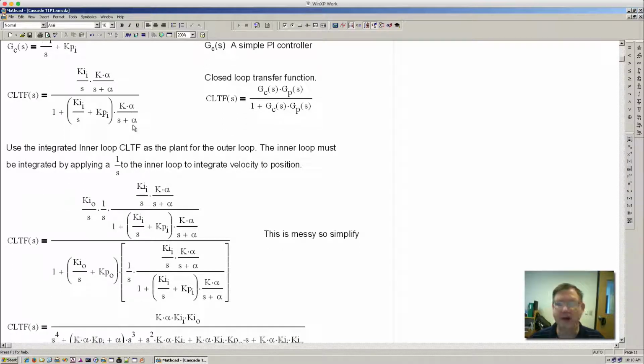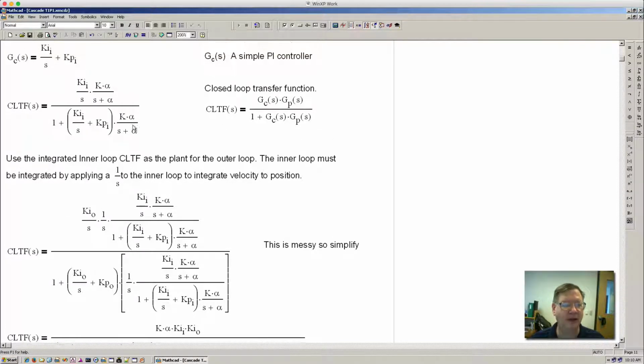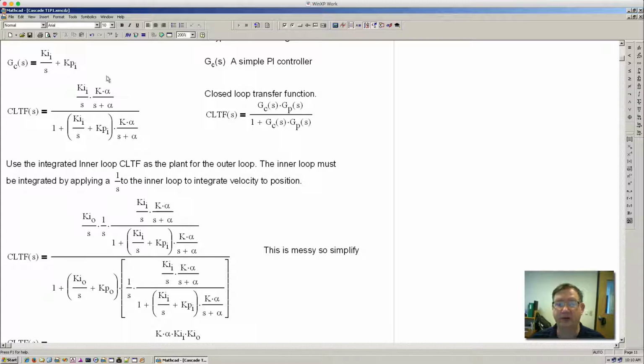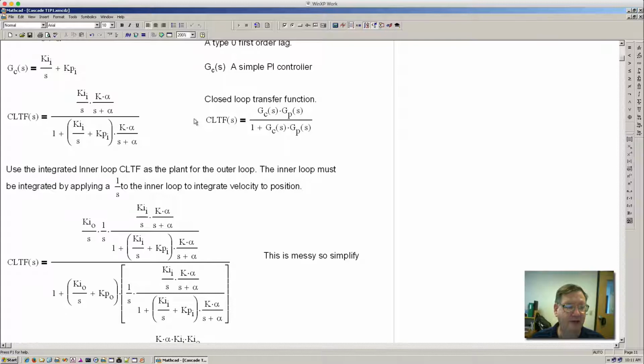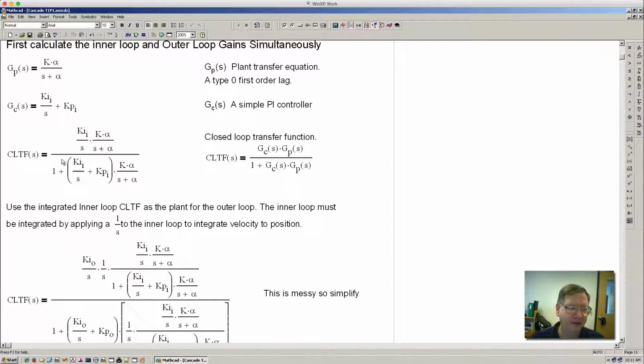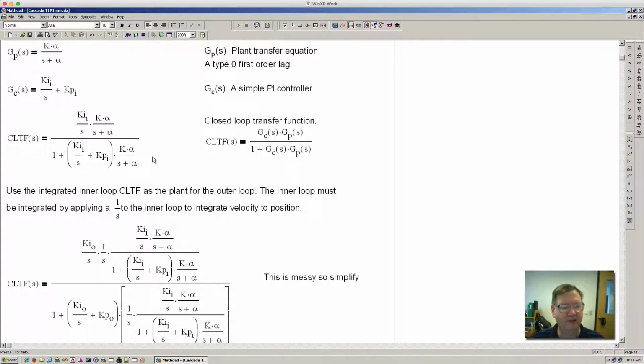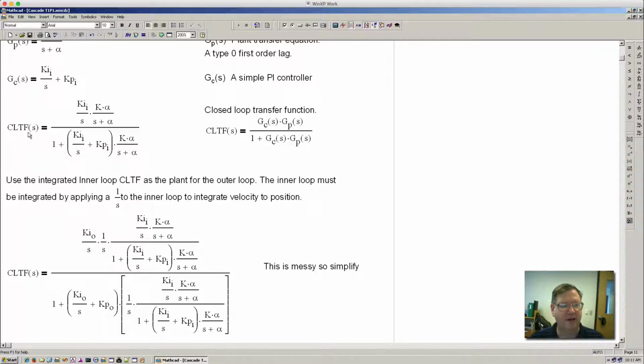So the next step is to combine the two transfer functions for the controller and the motor into one closed loop transfer function, and we use this general formula here for the closed loop transfer function. And by doing the substitutions here, I can see what the closed loop transfer function is. Now notice that in the denominator, I have the full PID, and in the numerator, I only have the integrator.